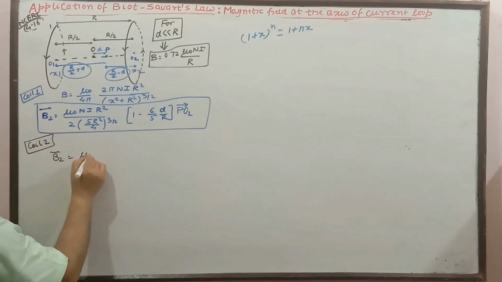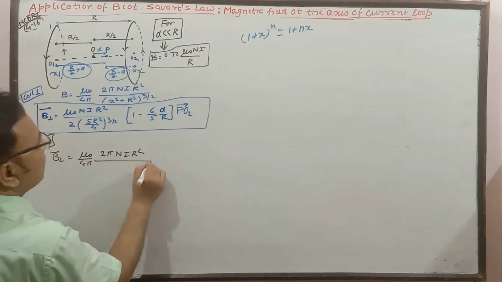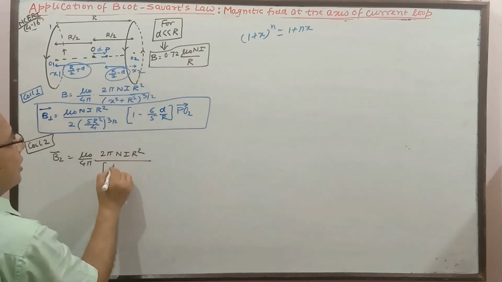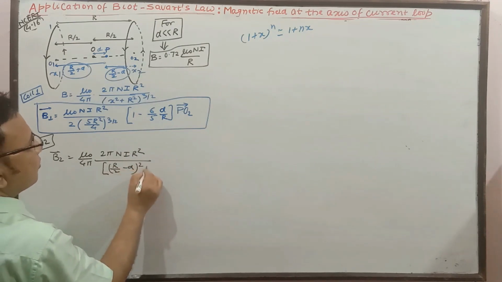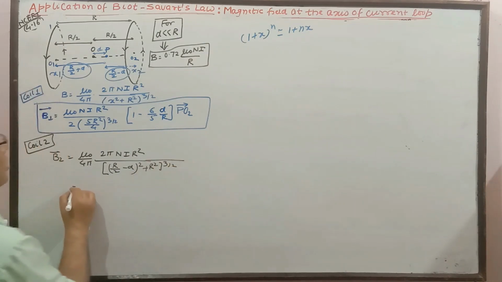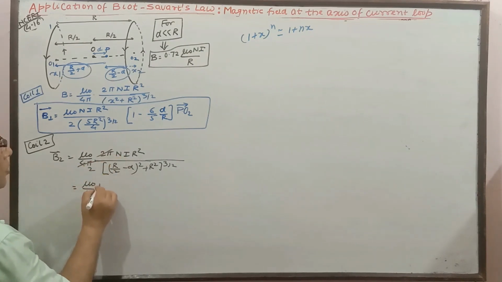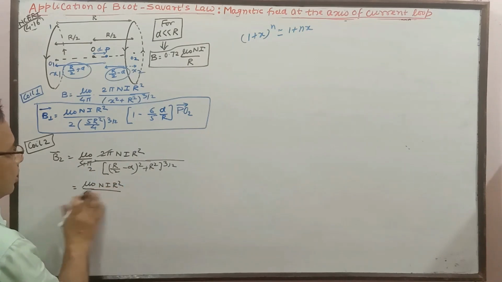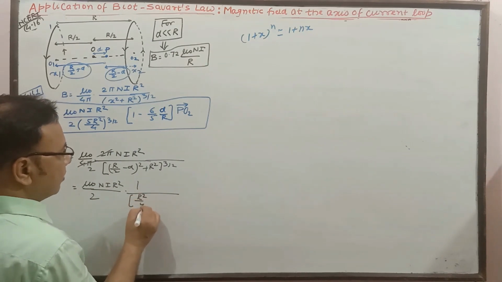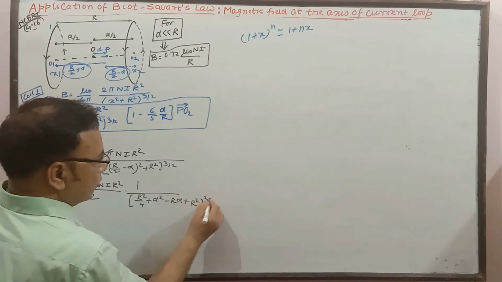So B2 is equal to mu naught upon 4 pi into 2 pi Ni R square divided by x2 square, that is R by 2 minus D the whole square plus the radius, that is R square, whole 3 by 2. Now it is just to solve this one. So mu naught upon 4 pi, this cancelled out 2 times, so mu naught Ni R square divided by 2. In the denominator, 1 by R square by 4 plus D square minus RD plus R square, whole 3 by 2.